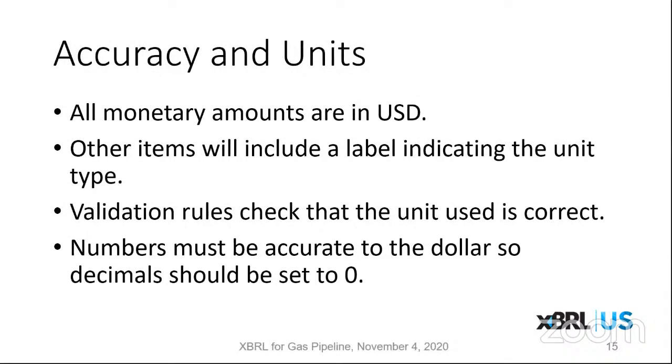Accuracy in units: basically all monetary units you have to put in as US dollars. Any other items that are not US dollars have a label on the element which tells you what unit to use, so the software should tell you that. There are also validation checks that will tell you if you've used the wrong unit. Also, this must be accurate to the dollar. So there's actually a decimal attribute on that, and it should always be set to 0 when you're doing the filings.